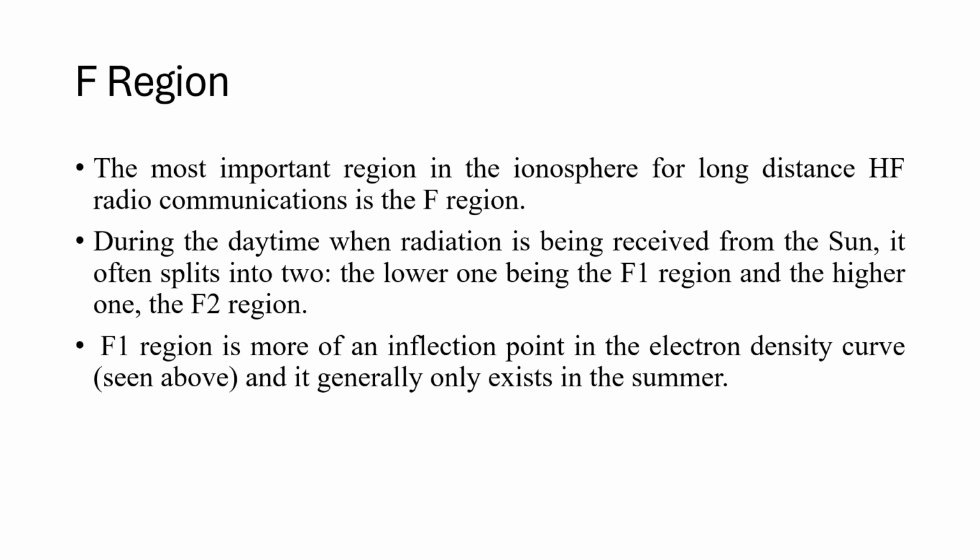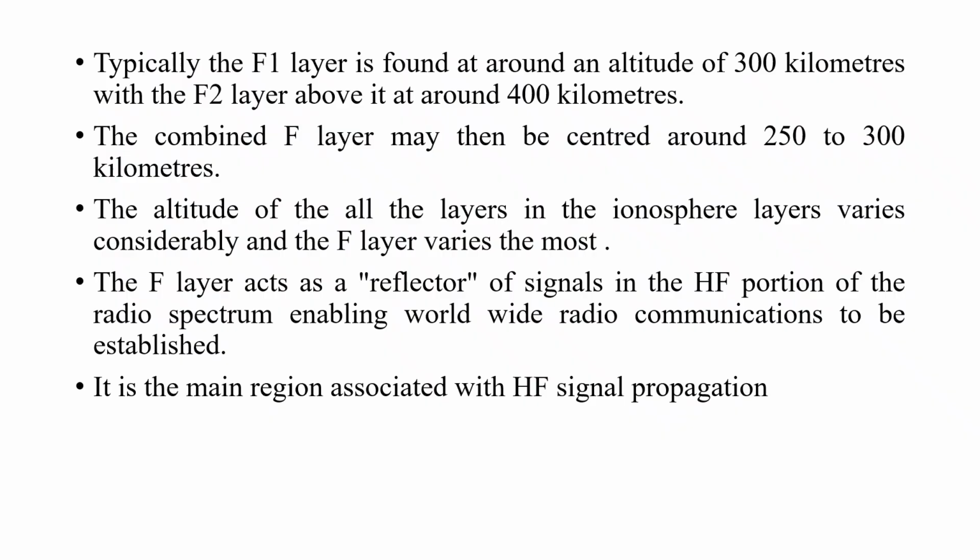The next region is the F region, the most important region in the ionosphere for long distance high frequency radio communication. During the daytime, when radiation is being received from the sun, it often splits into two: the lower F region, F1, and the higher one, the F2 region. The F1 region is more of an inflection point in the electron density curve and generally only exists in the summer. Typically the F1 layer is found at an altitude of around 300 kilometers, and the F2 layer at around 400 kilometers.